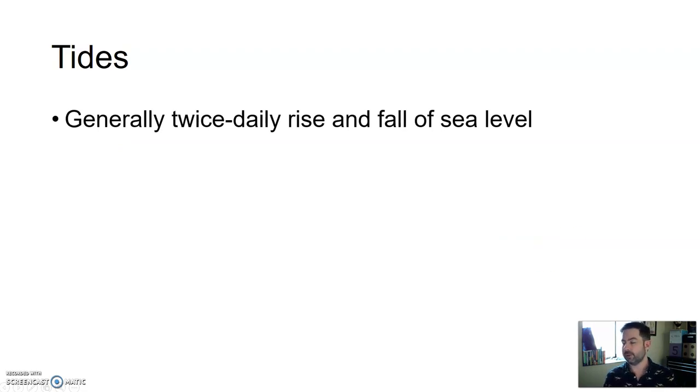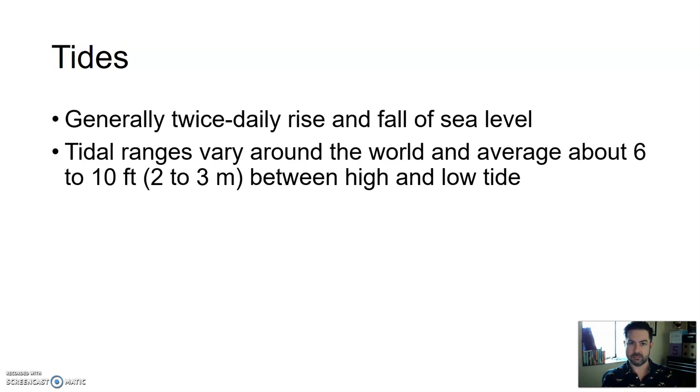So tides are another way in which water moves around. Instead of more surface horizontal movement, tides are more vertical, up and down. Generally, a tide rises twice daily. It's the rise and fall of sea level in a local area. And this is a natural occurrence. This is something different than climate change sea level rise.